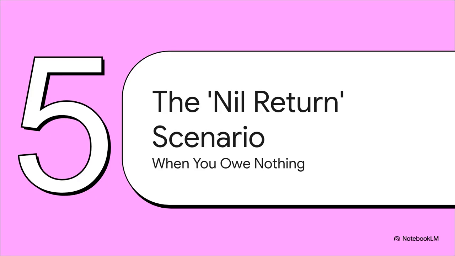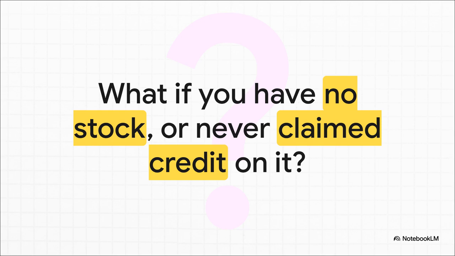Okay, that's the standard procedure. But what about a scenario that's actually pretty common? What if you have to file this form, but you don't actually have any credit to reverse? Right, it's a great question. Maybe you're switching schemes, but you literally have zero stock on hand. Or maybe you have stock, but you just never bothered to claim ITC on it in the first place. So can you just ignore the form?